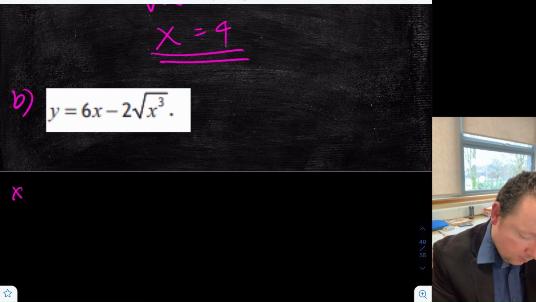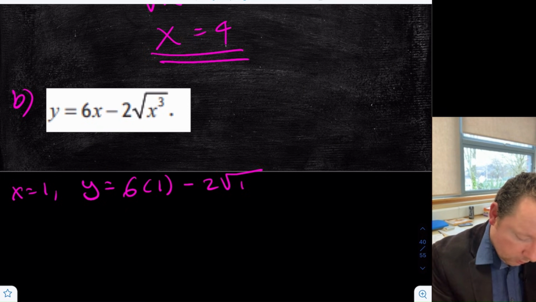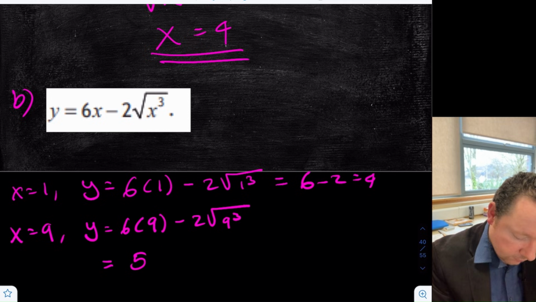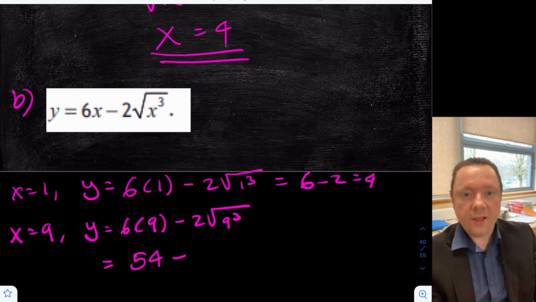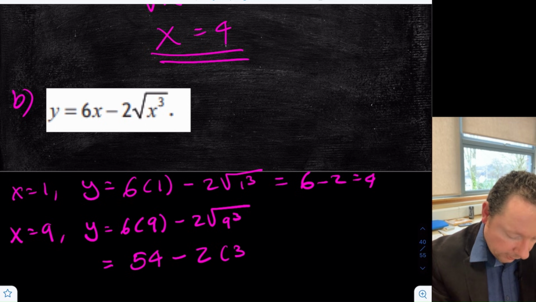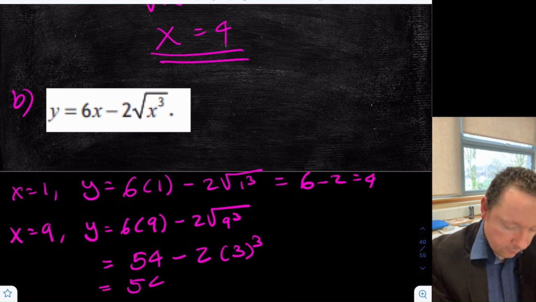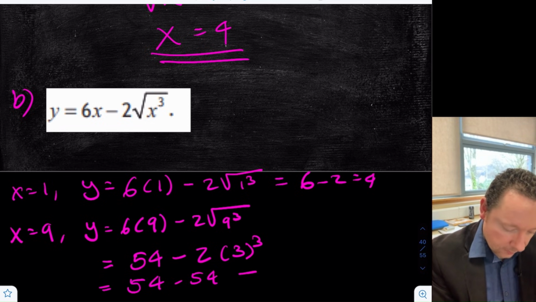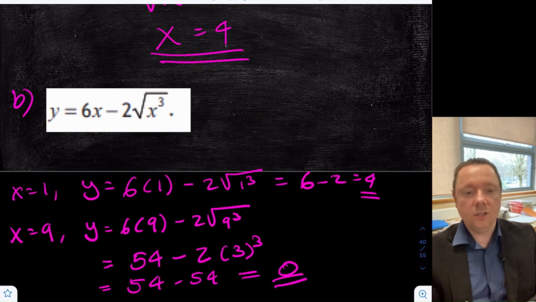Part B, hence determine the greatest and least values of y. So at x equal to 1, y equals 6 times 1 minus 2 times the square root of 1 cubed. 6 times 1, 6, minus 2 equals 4. At x equal to 9, the other one, y equals 6 times 9 minus 2 times the square root of 9 cubed. 6 times 9 is 54, minus the square root of 9 is 3, so 2 times 3 cubed. 3 3s are 9 times 3 is 27, 27 times 2 is 54, that gives me a big 0 is the answer at the limits.